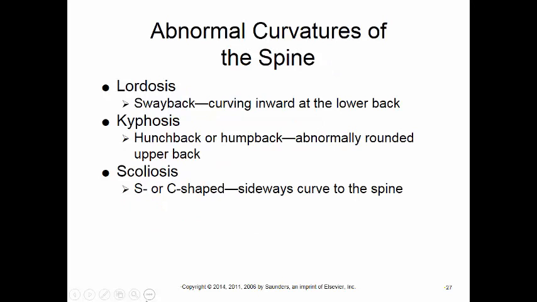Abnormal curvatures of the spine are lordosis, which is sway back, where the lower back curves inwards, and it can be caused by obesity and some other genetic factors. Kyphosis, which is humpback or hunchback, where there is an abnormally rounded upper back, and this can come from posture or, like I said, some other disorders. And then scoliosis, where the spine is S-shaped or C-shaped and causes abnormal alignment.